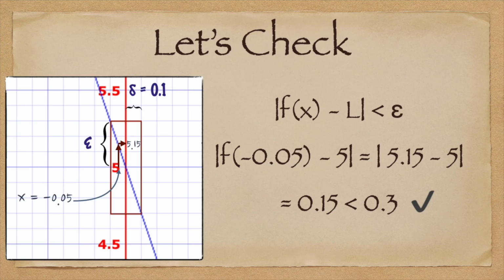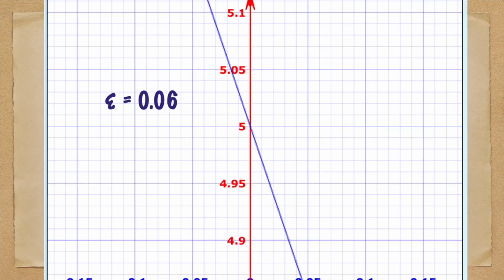All right, let's look at a different epsilon, even closer. Let's let epsilon equal 0.06. So we're looking at values between the limit minus epsilon and the limit plus epsilon. In this case, it would be 5 plus 0.06 and 5 minus 0.06. And so it's between 5.06 and 4.94.